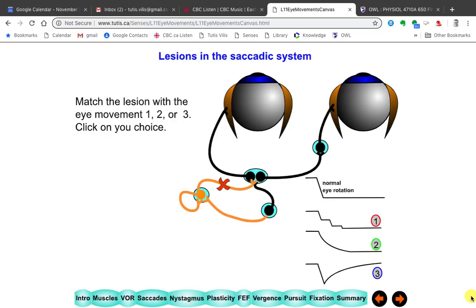Okay, now some questions. Okay, this is a normal eye movement, normal saccade. These are some possible saccades that can be made when this circuit is broken. This is the circuit, this reverberating circuit in the PPH. Okay. Which of these eye movements will the brain make? This one, or this one? Okay, you got it right.